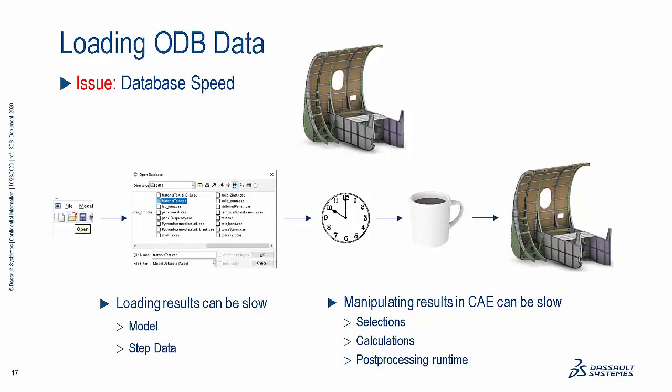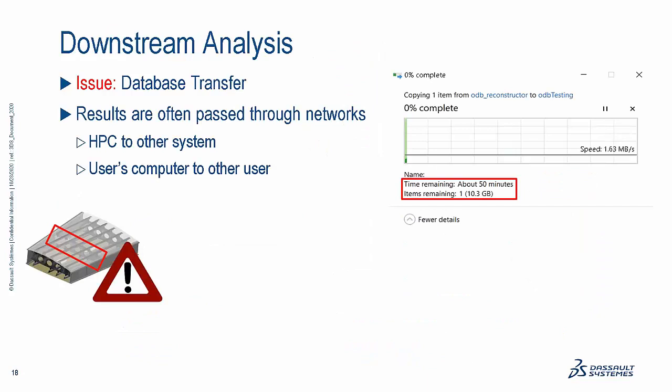million elements. Downstream analysis: if you want to transfer the database, obviously transferring a 10 gigabyte file over a network can take a while. But if you transfer a 1 gigabyte file over the network, it takes obviously 10 times less. And what I saw working with different customers is that results are often passed through networks. You have either passing it from an HPC to another system or from one user's computer to another user. We're not quite to the centralized repository of databases yet. We are working our way there, but not every company's quite there yet.